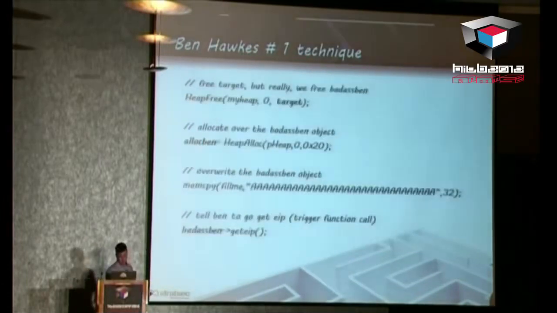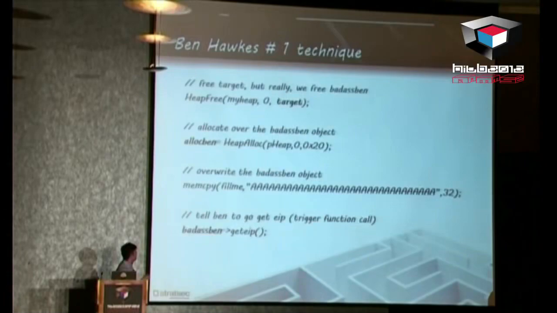And then it's very simple. We free the target, which is actually going to free the BadassBen object. Then we overwrite BadassBen with this allocation here, okay? And then we fill that, overriding its vtable, and then we call a function on it, all right?